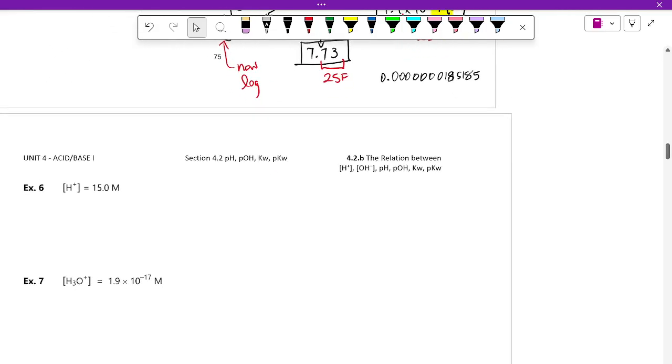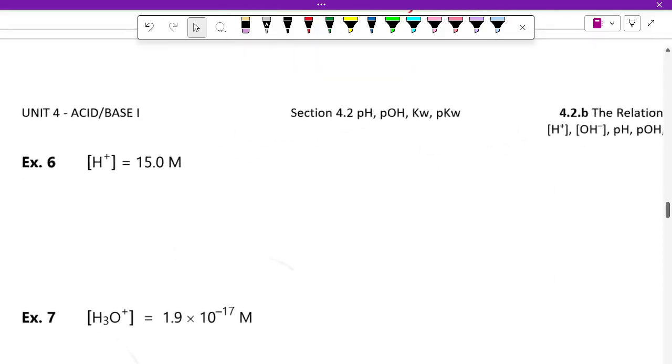Now, I don't know, do you feel like you need to do any more examples on this, or are we good to move on? Because they're just exactly the same. Anyone want to do more just like that? Yeah? Okay, well, let's do one more.